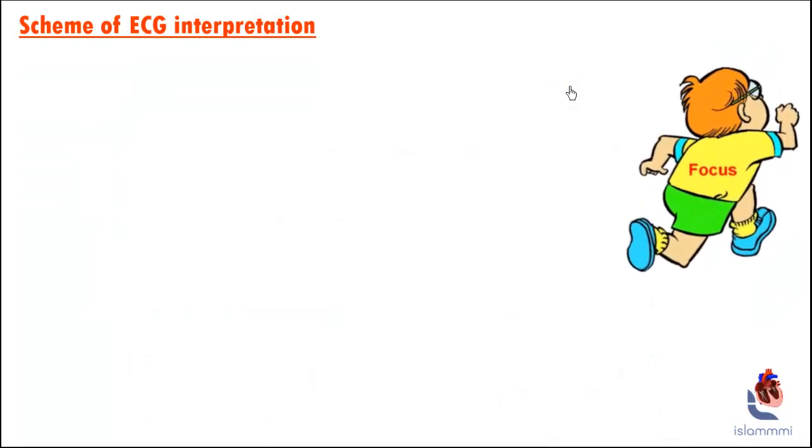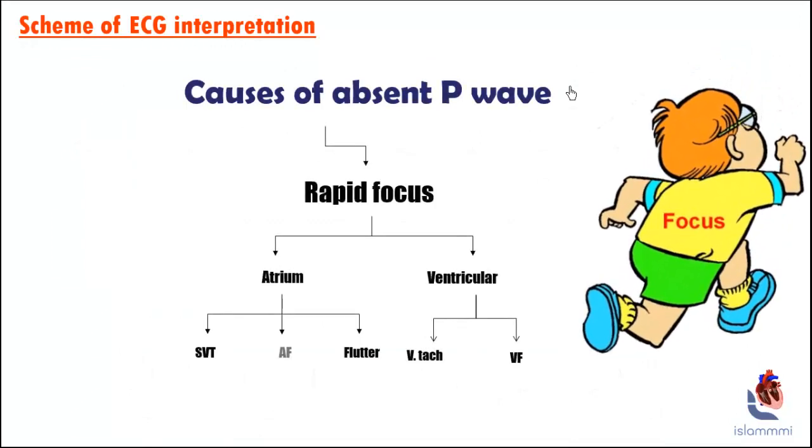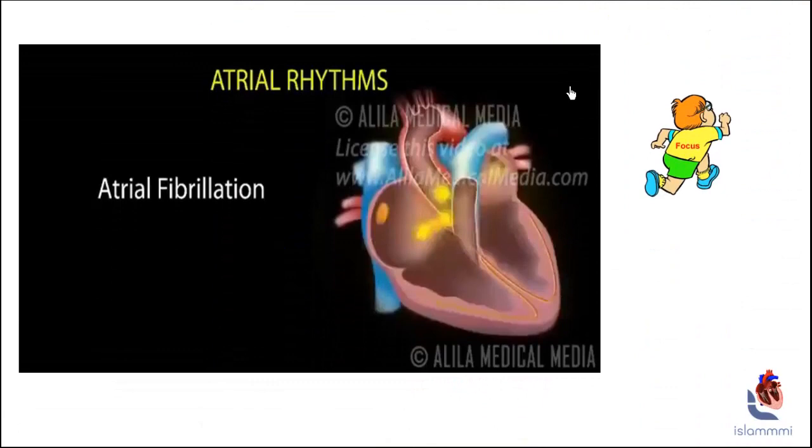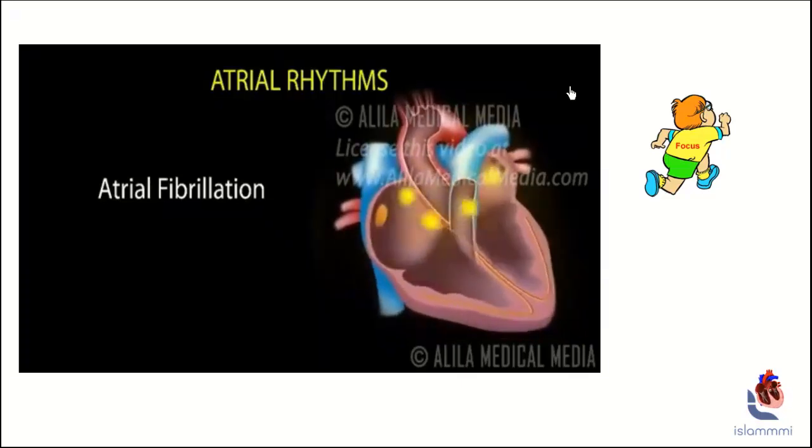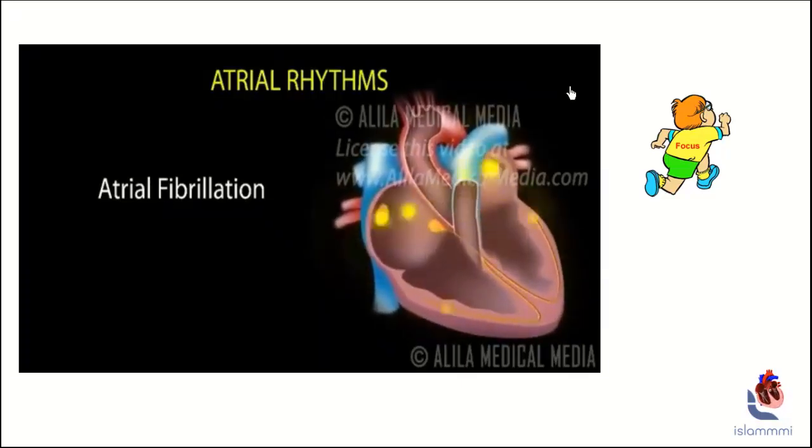So what if the strong focus has a different origin? It's here. We call it atrial fibrillation. There are many areas in the heart, not only one single focus, but many foci or many spots in the heart that are more active now than the SA node. So this will give you what we call atrial fibrillation.